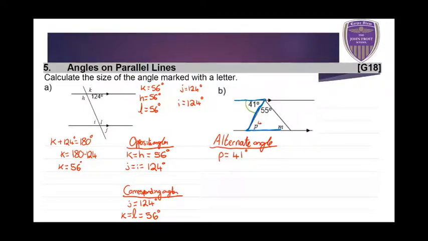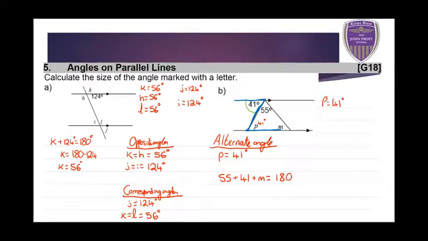Now we know that P is 41 degrees. We now know two of the three angles in the triangle, okay? So now we can answer the question. So let's write P 41 degrees up here. So now we know that 55 plus 41 plus M is equal to 180.